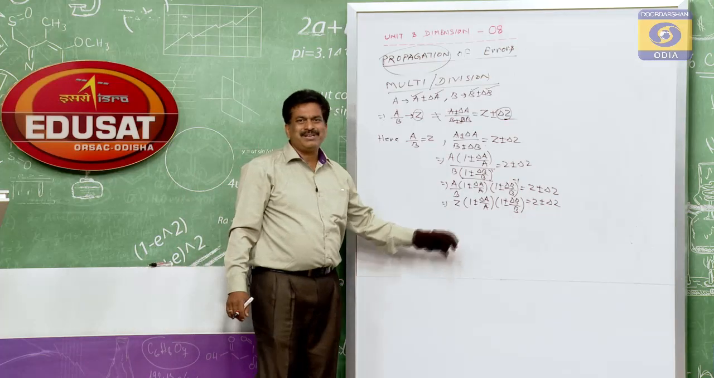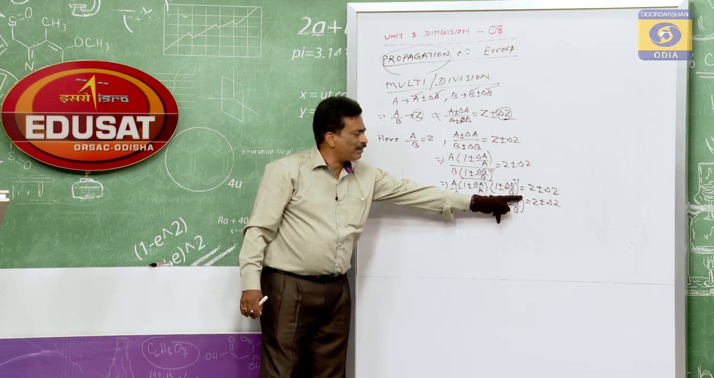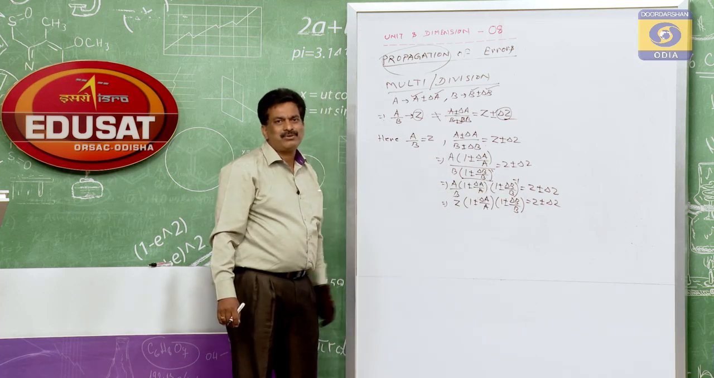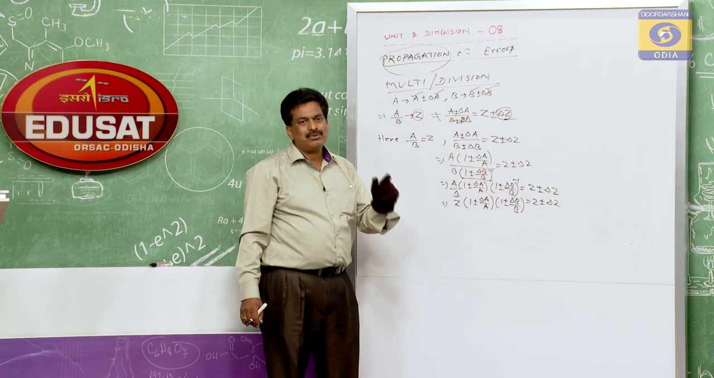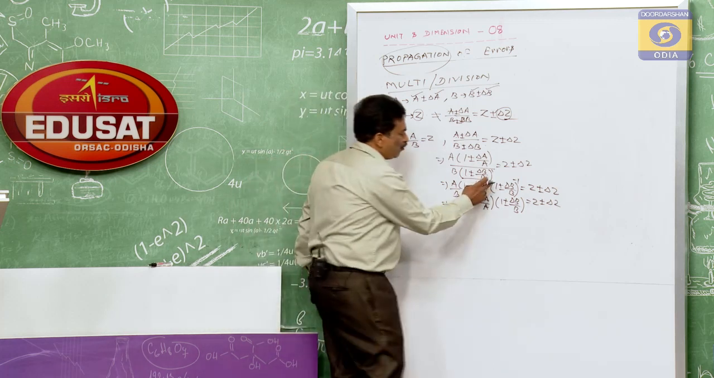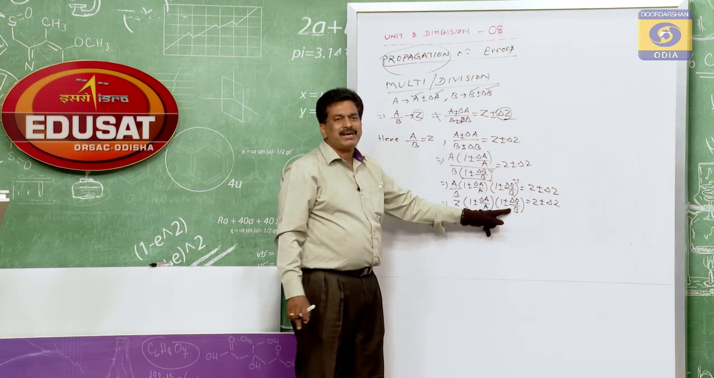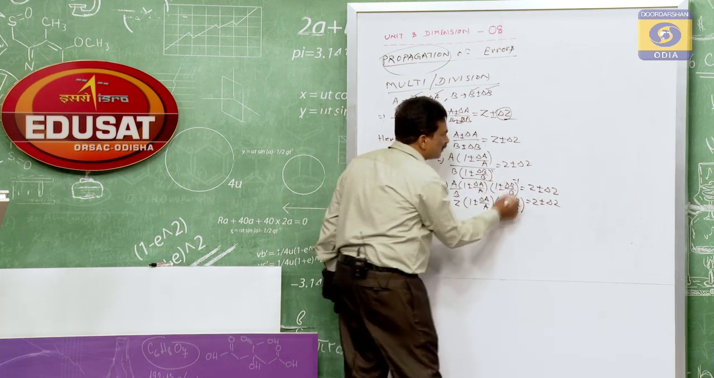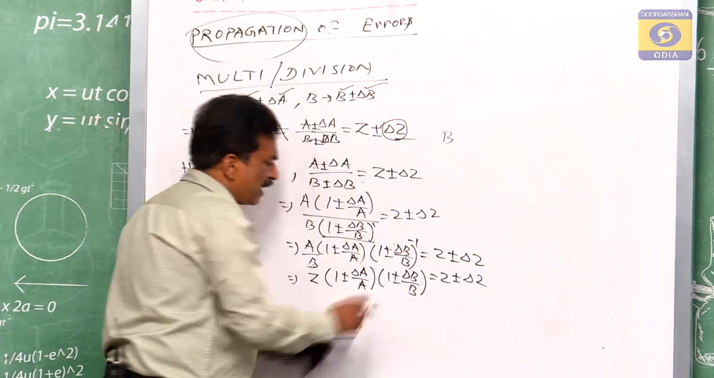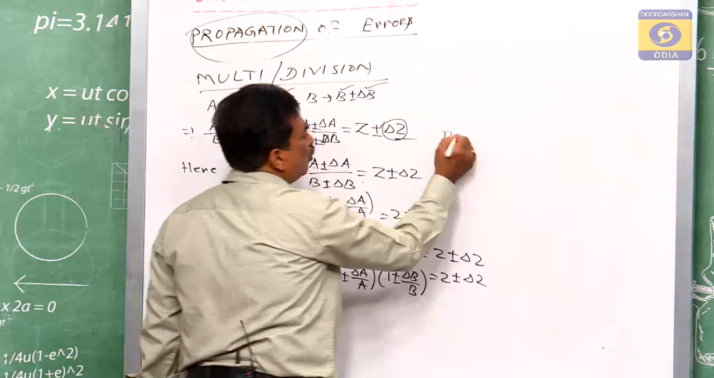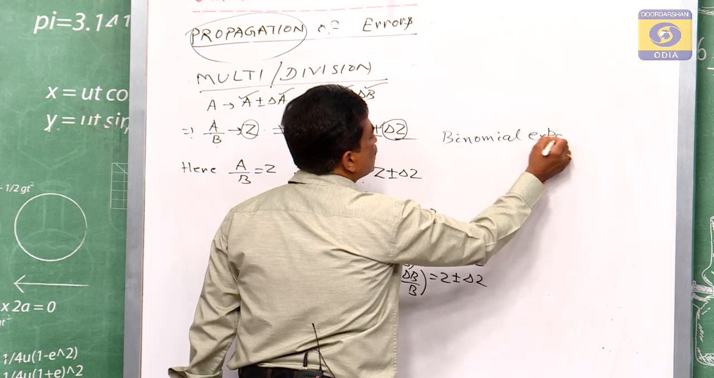So again you will say to me, sir, you have written minus 1, but you have forgotten to write minus 1 here. No students, I said earlier, you have to put some rules or formulas. And 1 plus or minus del B by B to the power of minus 1 can also be written in this way. And this type of transformation is known as binomial expansion.